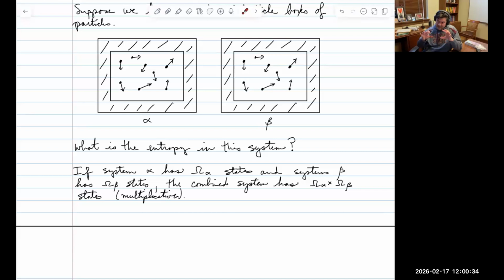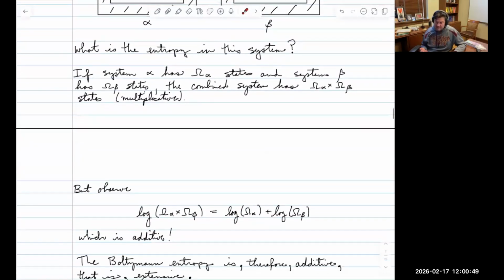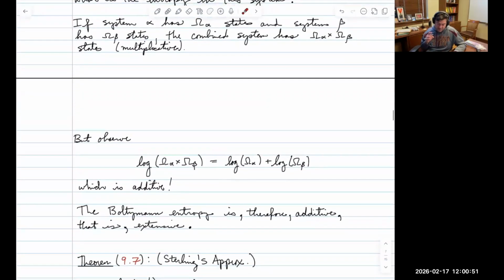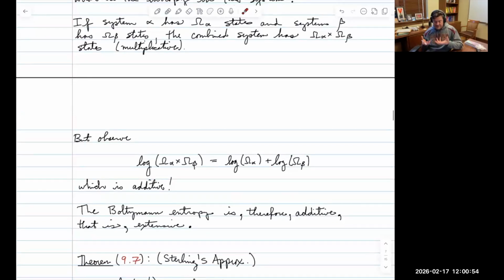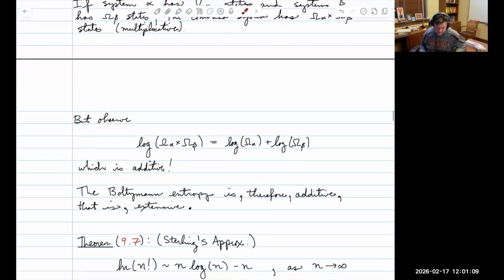the number of ways of making arrangements multiplies. This is a fact about combinatorics: the number of microstates in each system is multiplicative. But this is not what we want for the entropy. We don't want the entropy to be multiplicative as I increase the size of states. We want it to be additive. And the log function nicely allows us to turn things which are multiplicative into things which are additive. And so that's the beauty of using the log.